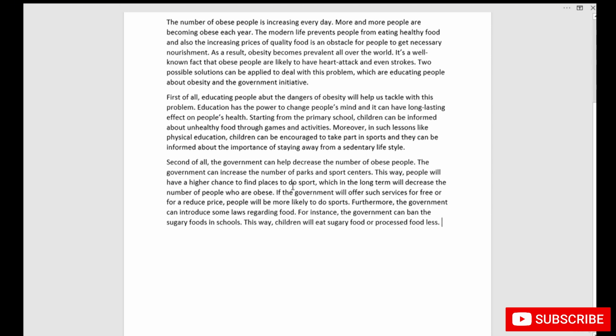Similarly, I make a statement or I make a suggestion. So I say the government can introduce some laws. Then I narrow it down to a specific example for the law. So I say, for example, the government can ban the sugary foods, and then I talk about how this can have an effect. So children will eat less sugary or high processed food. So what I did is I make a preposition, I make a suggestion, and then I give a specific example for that suggestion, and then I talk about the positive impact of that suggestion. Now in our next video, I'm going to show you how to write the conclusion part.